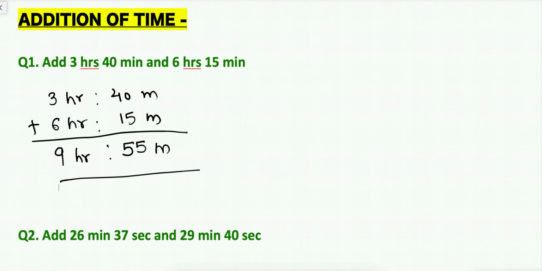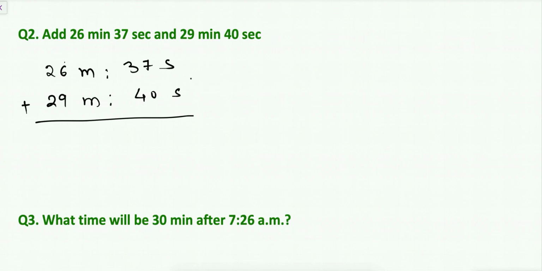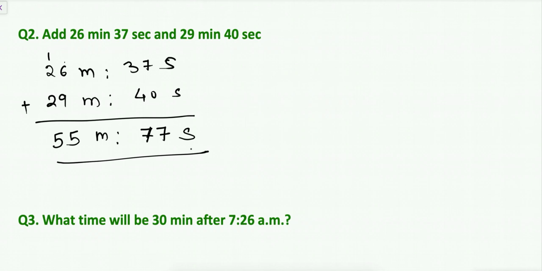Now let's move to the next question. Add 26 minutes 37 seconds and 29 minutes 40 seconds. We'll start from the left hand side. First we'll do the addition of seconds. 7 plus 0 is 7. 3 plus 4 is 7. Now minutes. 9 plus 6 is 15. Carry 1. 2 plus 2 is 4. 4 plus 1 is 5. 55 minutes 77 seconds.